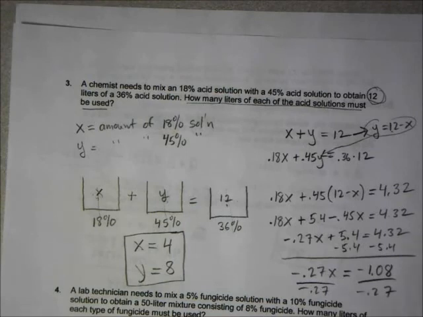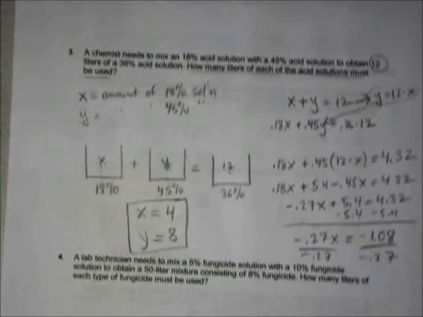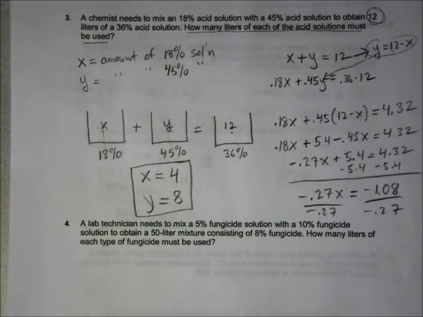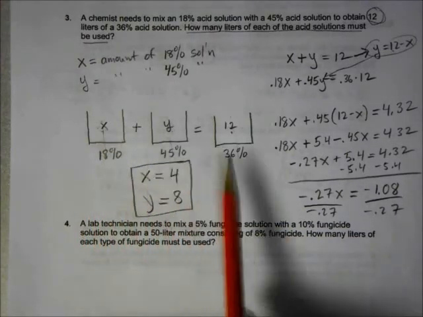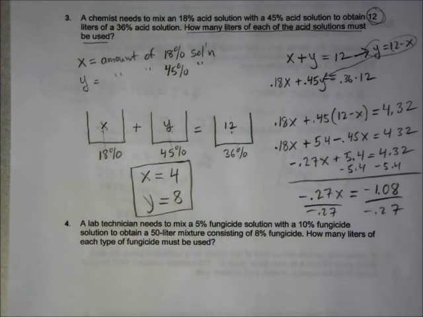Alright, so there's a typical mixture problem. And there you go. You get to do number 4. Again, very, very similar. It just has some different numbers. But again, rewind the video if you need to. Watch what I did and fill in your numbers as you go. It should work out pretty much exactly the same.